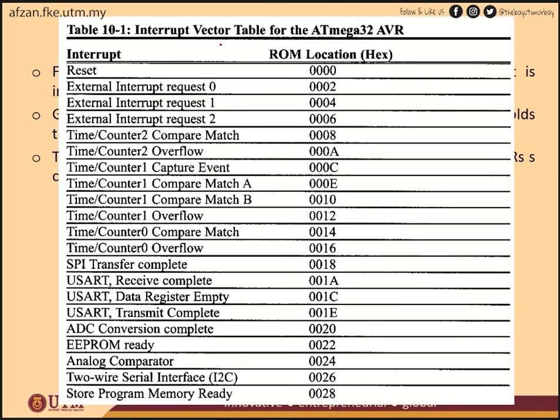Okay, this is your interrupt vector table. You see here, between INT0, INT1 and INT2, INT0 has the highest priority compared to INT1 and INT2. So when you press all three switches together, INT0 will go to your interrupt.